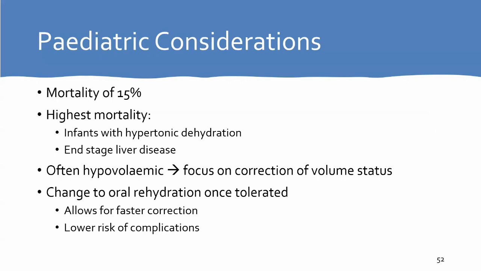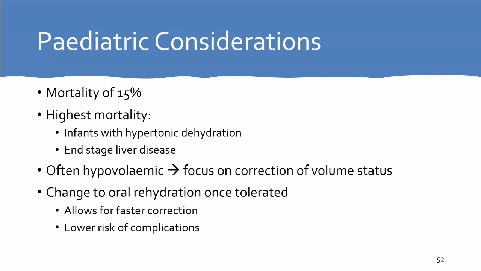And then our pediatric considerations. Hyponatremia in infants and children is rare outside of other medical conditions, but it has a mortality rate of 15%. So even mild hyponatremia must not be ignored, it must be investigated and managed. Those with the highest mortality are infants with hypertonic dehydration, which are the patients that we will mostly be seeing in the emergency department. And also those with end-stage liver disease.